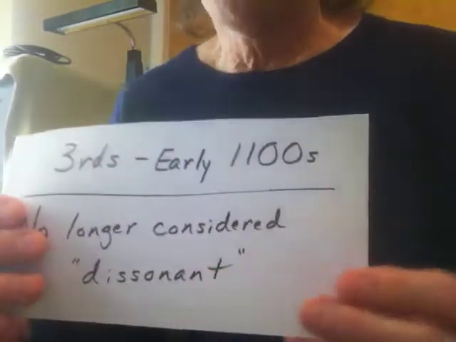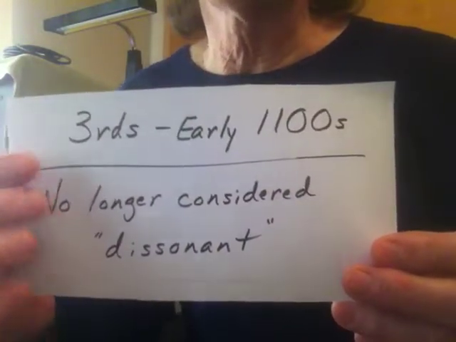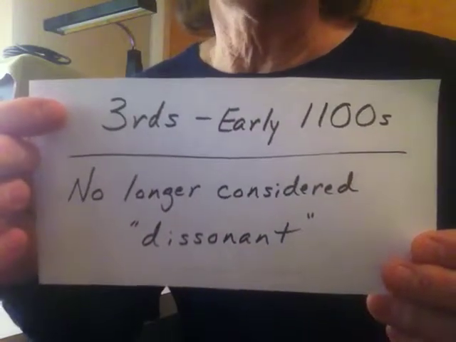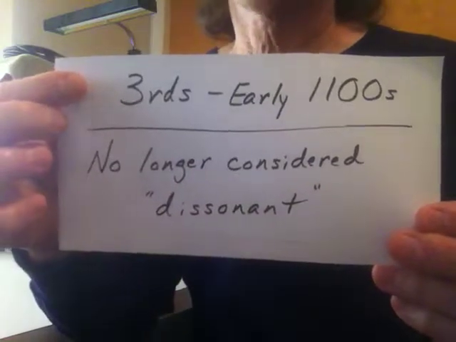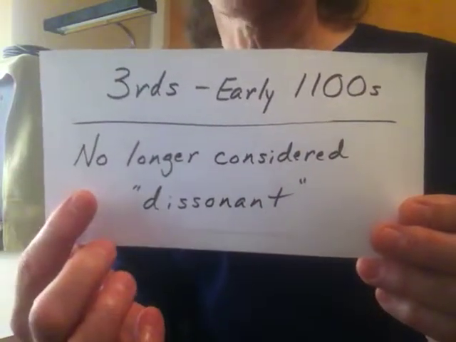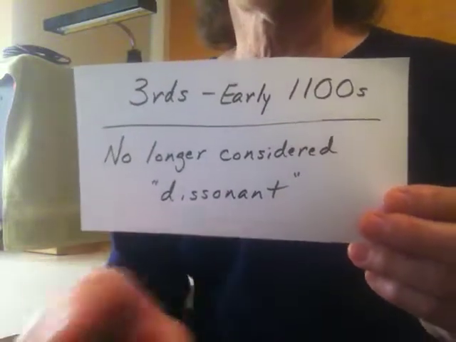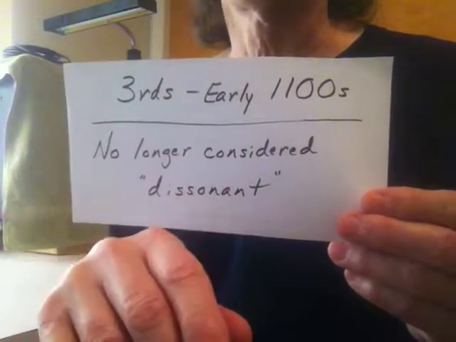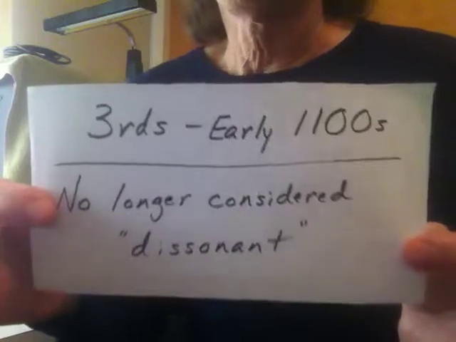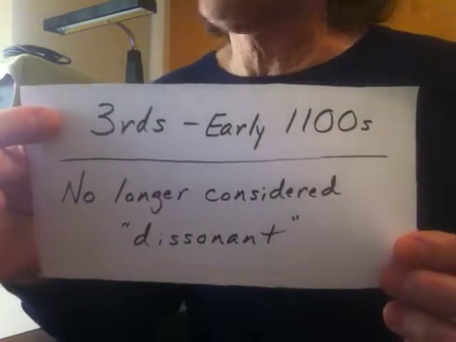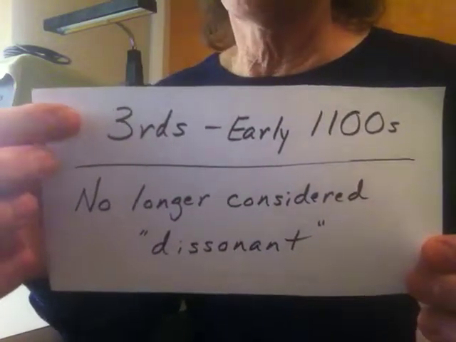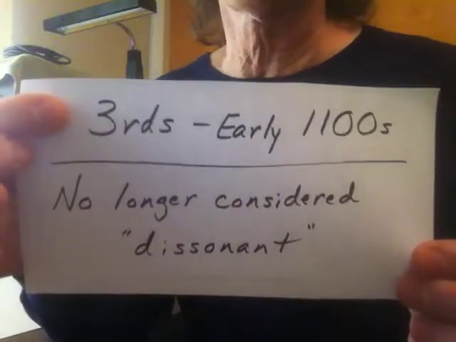Then, history books tell us in the early 1100s, thirds were used because somebody decided that, you know what, these thirds are no longer considered dissonant. They're no longer considered gnarly or unpleasant or scratchy, whatever. So thirds were kept and accepted. So now you need to hold that thought because that's very important.